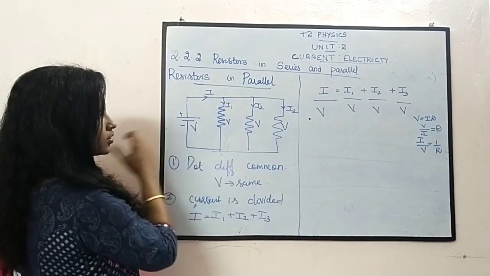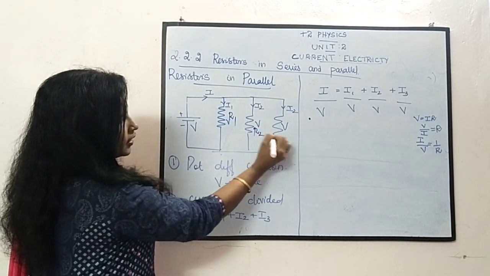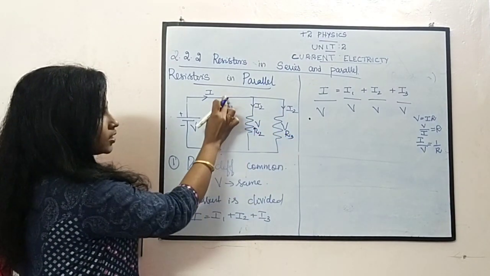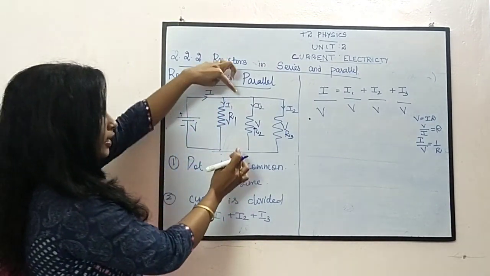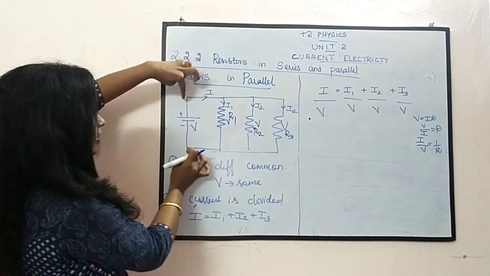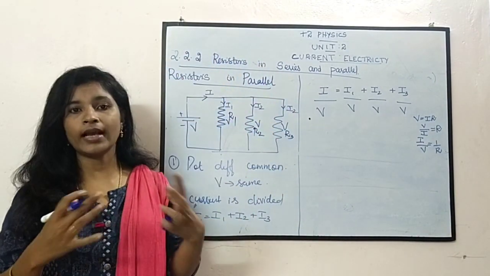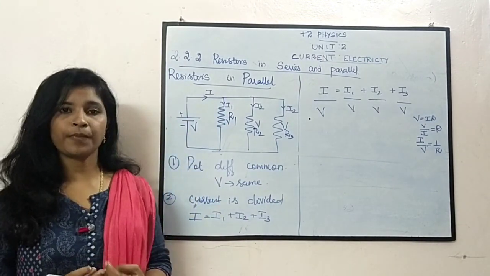See this resistor, take it as R1, this one as R2 and this one as R3. Both these ends are connected to both the ends of the battery. Here also both these ends are connected to the ends of the battery. Here also they are connected directly. Both the ends are connected directly to the battery. So such a type of connection is called a parallel connection.